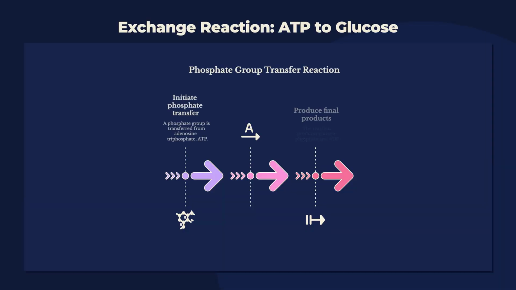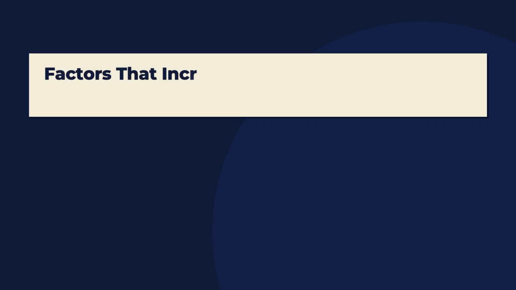A key physiological example of exchange is the first step of glucose breakdown, where a phosphate group transfers from ATP directly onto glucose. Nothing is built from scratch and nothing is fully torn apart. A component simply moves from one molecule to another.